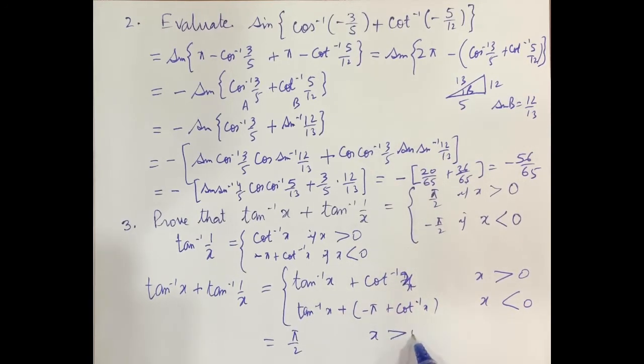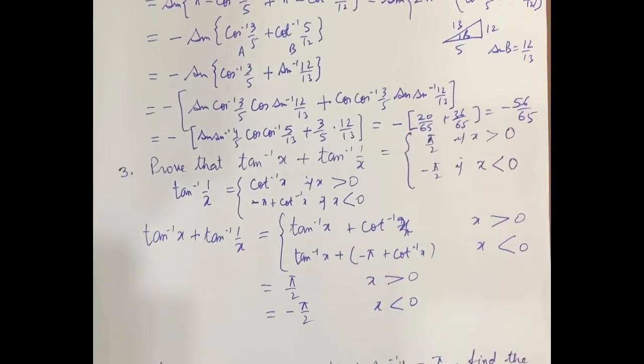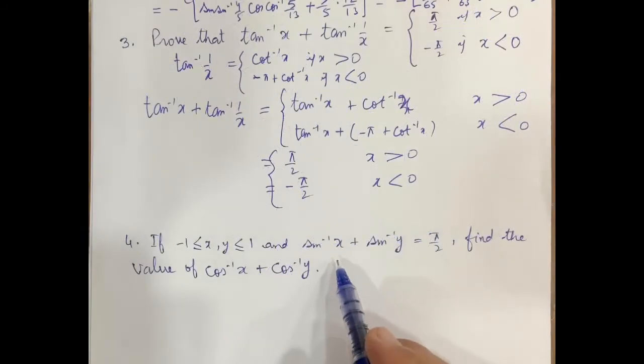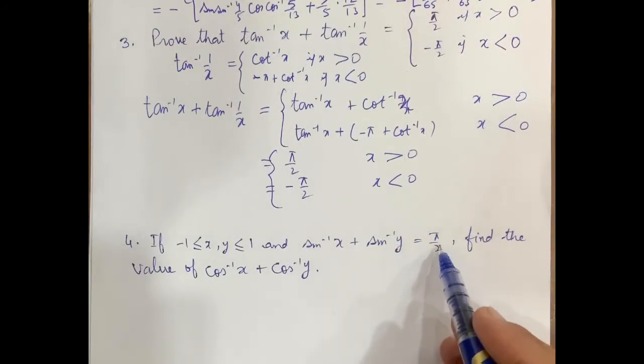So this is when x is positive. Tan inverse of x plus cot inverse of x is pi by 2 minus pi, so this will be minus pi by 2 when x is negative. So for negative values of x it's minus pi by 2. So two answers.